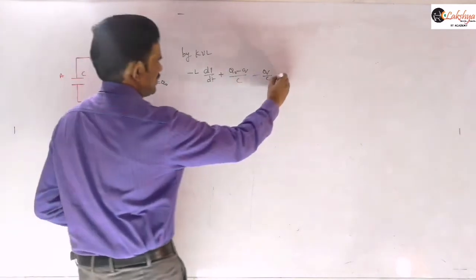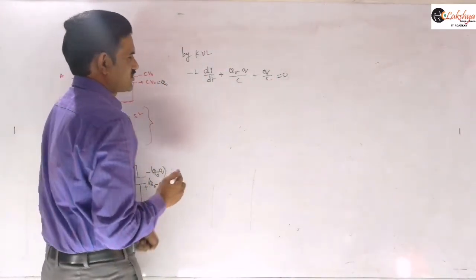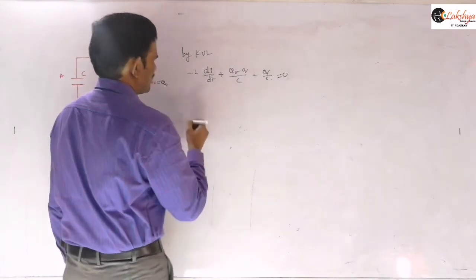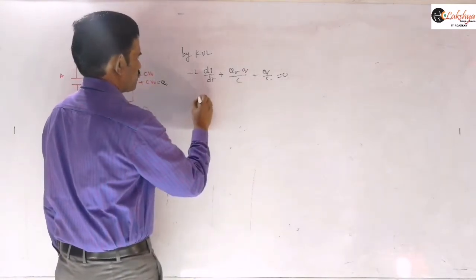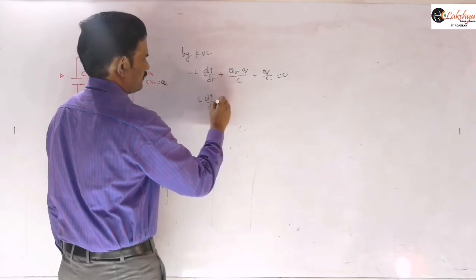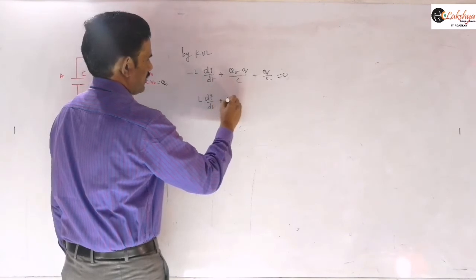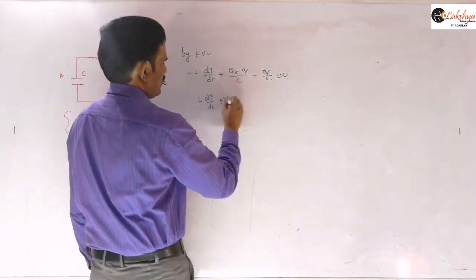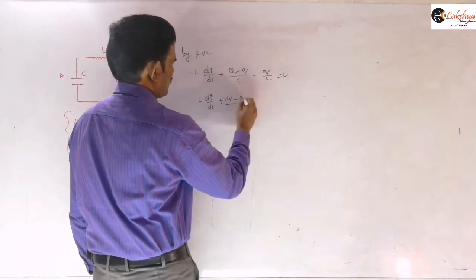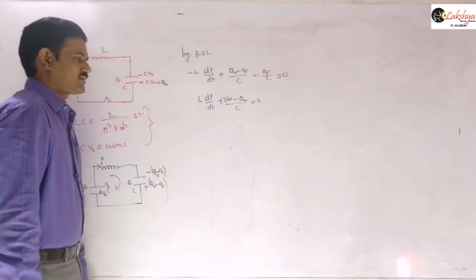So then this value is equal to 0, right? And so then let us rearrange the terms there. I can write these terms as L into di by dt plus Q by C, that means (2Q minus Q naught) by C. This is equal to 0, right?